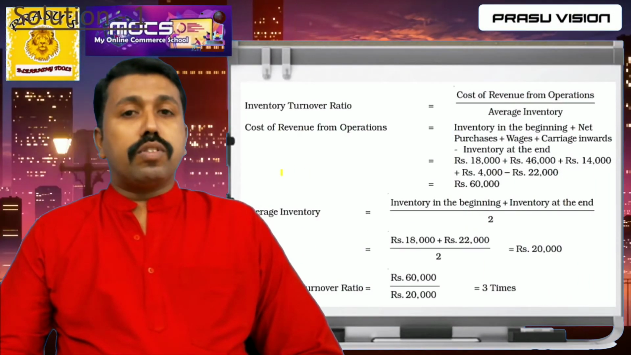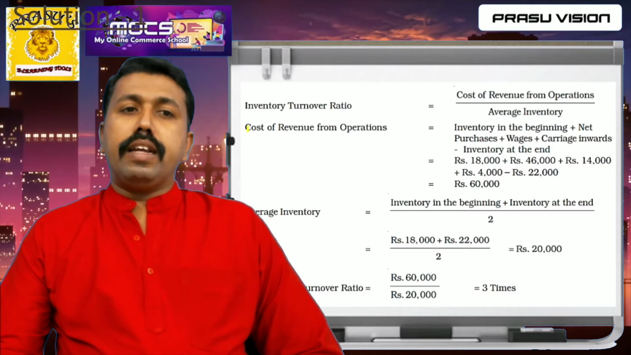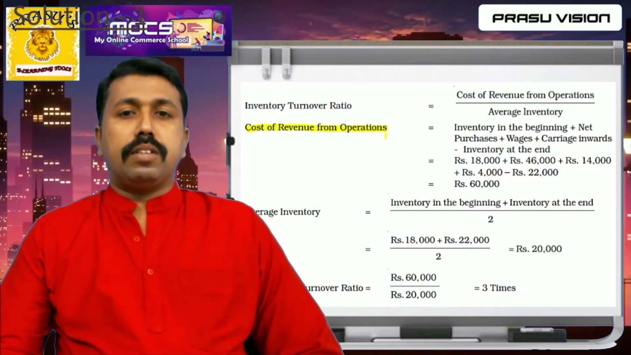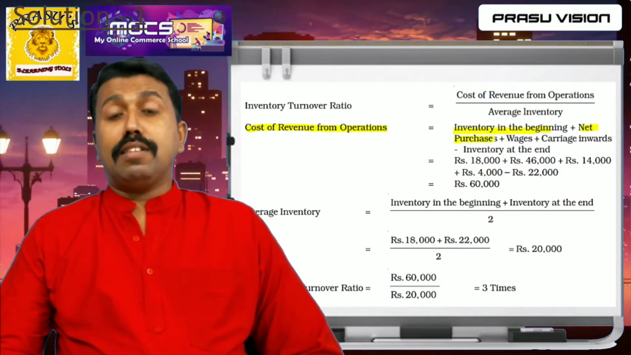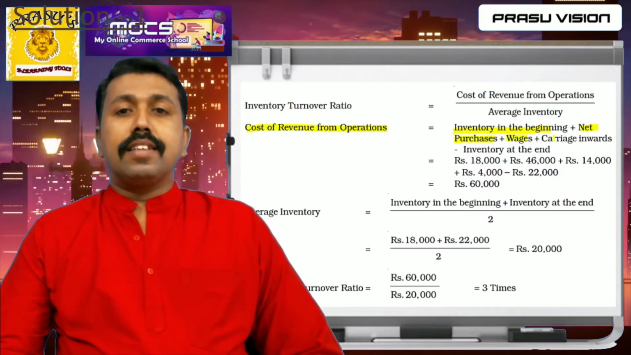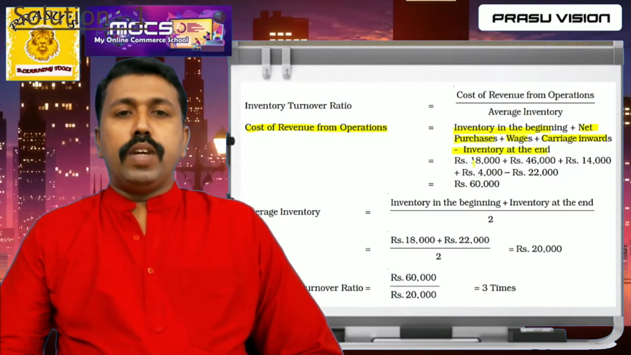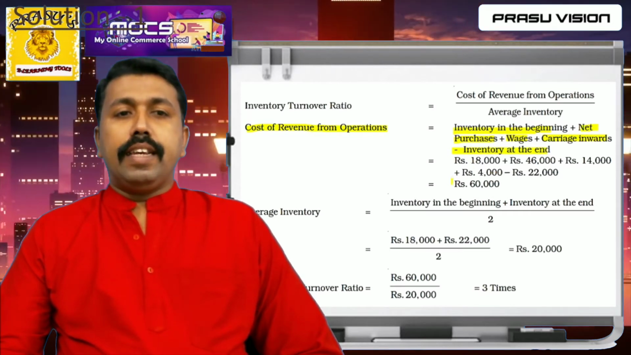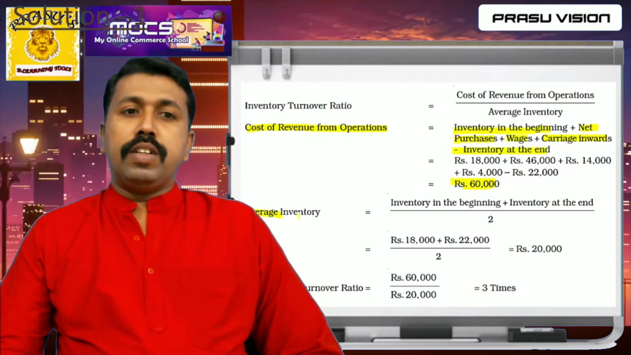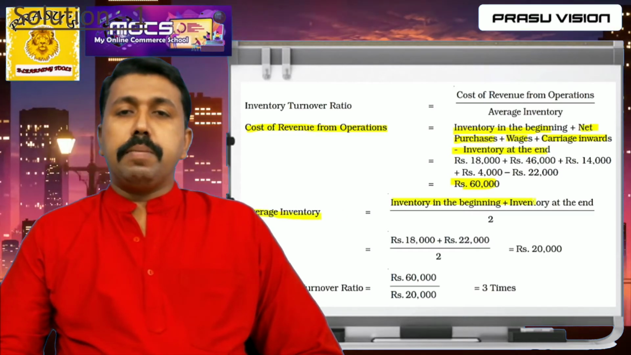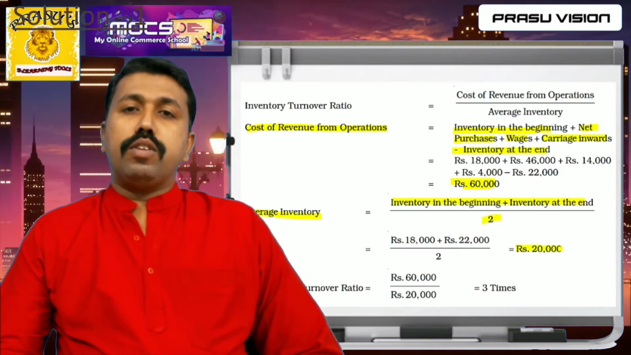Use the equation cost of revenue from operation divided by average inventory, and there is another way we can find out the value of cost of revenue from operation: inventory in the beginning plus net purchase. Net purchase means purchase minus purchase return, plus wages, carriage inward, minus inventory at the end. Applying in the equation, we get the cost of revenue from operation as 60,000. The average inventory is calculated using inventory in the beginning plus inventory at the end divided by 2, so the average inventory value is 20,000.